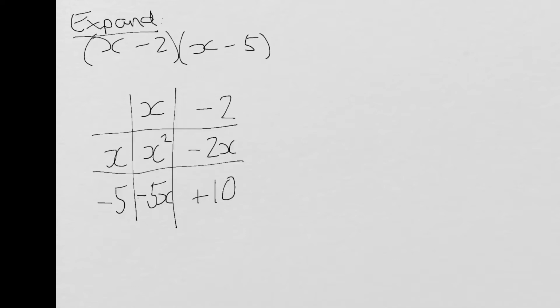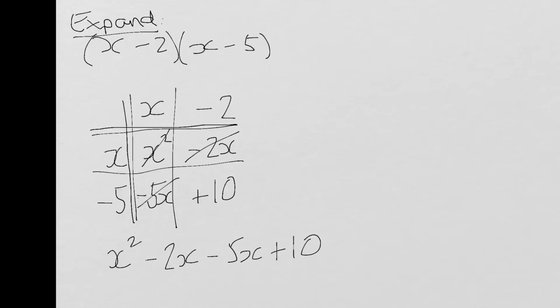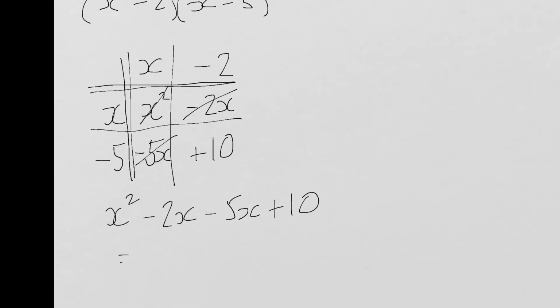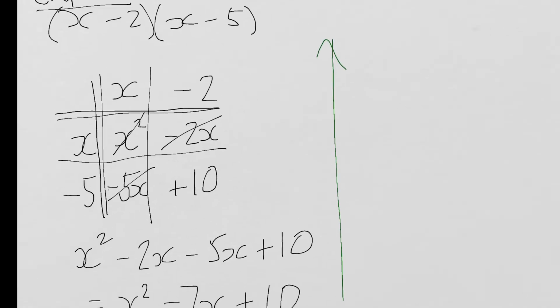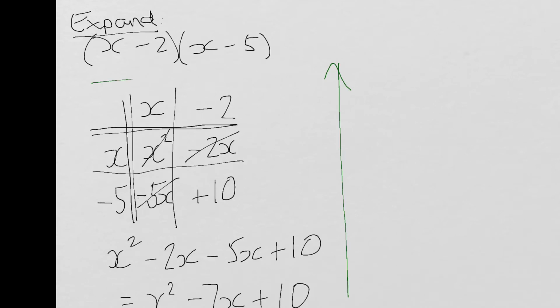When we put all of these together, remembering we don't include the terms that we were asked to multiply out, we get x squared minus 2x minus 5x and then a positive 10. So that gave us the overall result of x squared minus 7x plus 10. So what we're going to be looking at doing today in this video is going backwards, starting with the quadratic to see if we can get it back into the two brackets that we had originally.